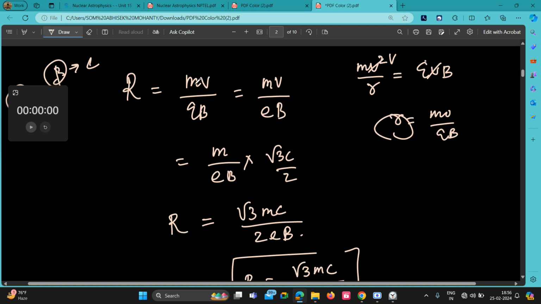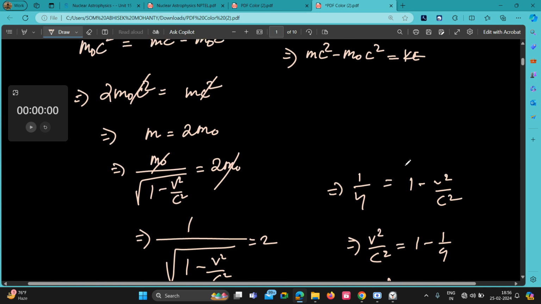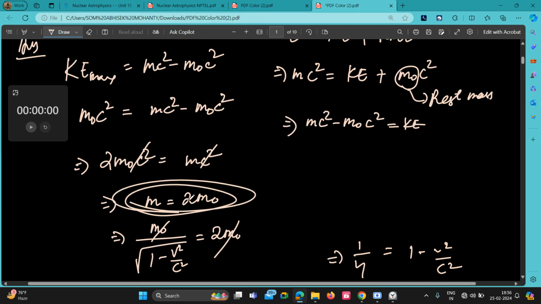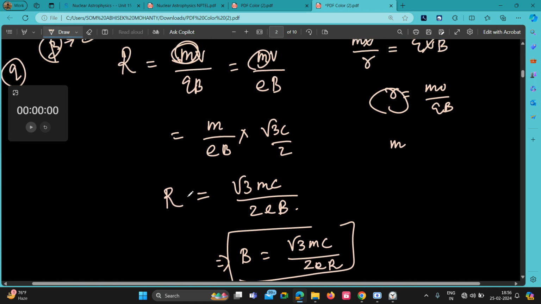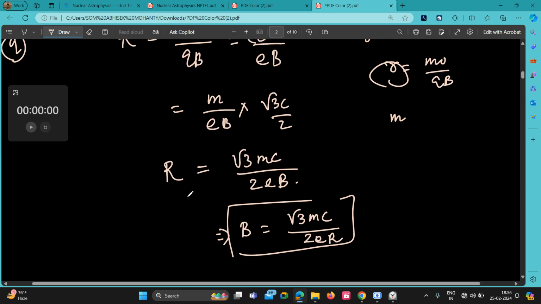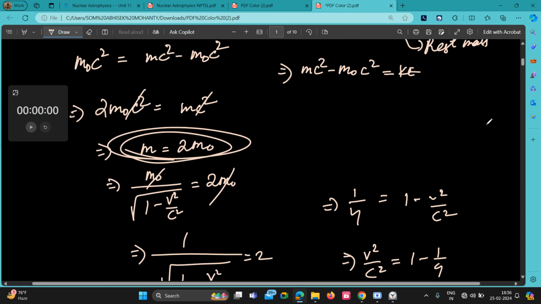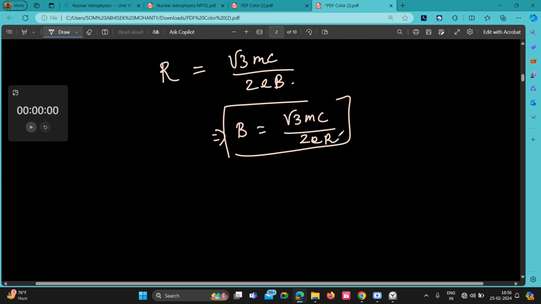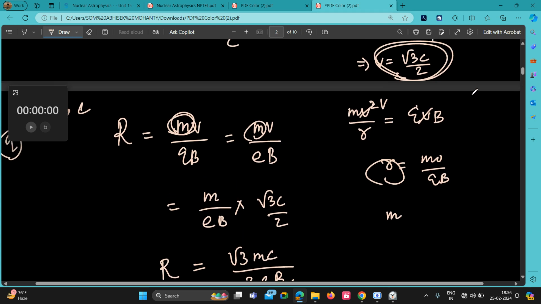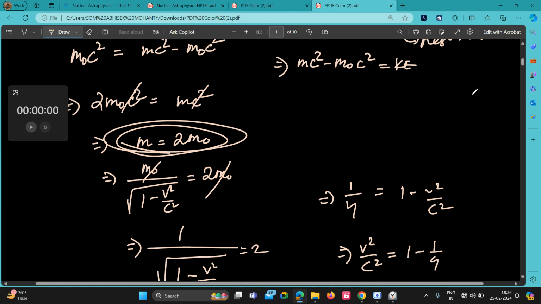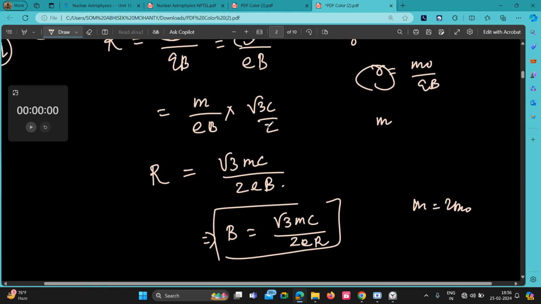See this m, as this is moving, this is not your rest mass. This is your mass, m. So this m is actually 2m naught, because m naught is the rest mass. If you see in the options, m naught is there in all the options, but we calculated it in terms of m only. So we'll put m is equal to 2m naught here. We have got in one of the steps m is equal to 2m naught. I will just put that here.